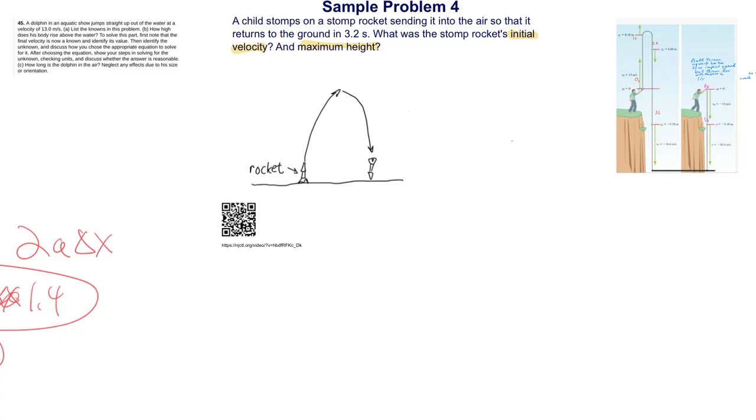Okay, so this could be a ball that you kick upwards. It doesn't have to be a rocket. The total time is 3.2 seconds, the time it takes to go to the top and back to the bottom. So that's very important that you realize that's not just the time it takes to get to the top.